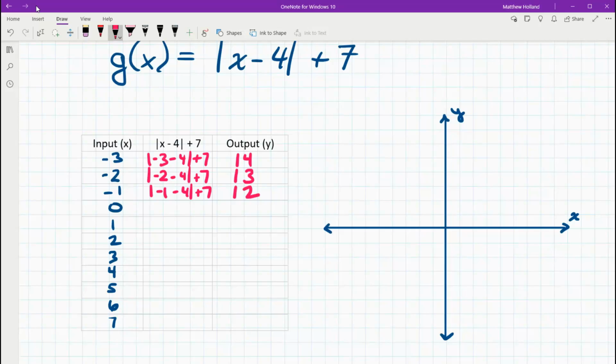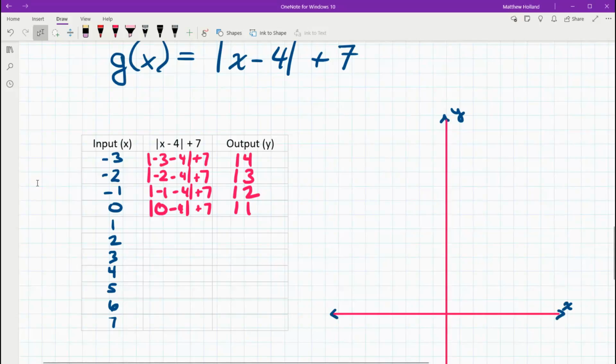And then this is the last one I'm going to do for you guys, but we're going to plug in 0. 0 minus 4 is negative 4. The absolute value of negative 4 is 4, and 4 plus 7 is 11. Now let's go ahead and graph these, but before I graph them, I'm just going to tidy up that graph a little bit so it's easier to see and to fit all the points on there.